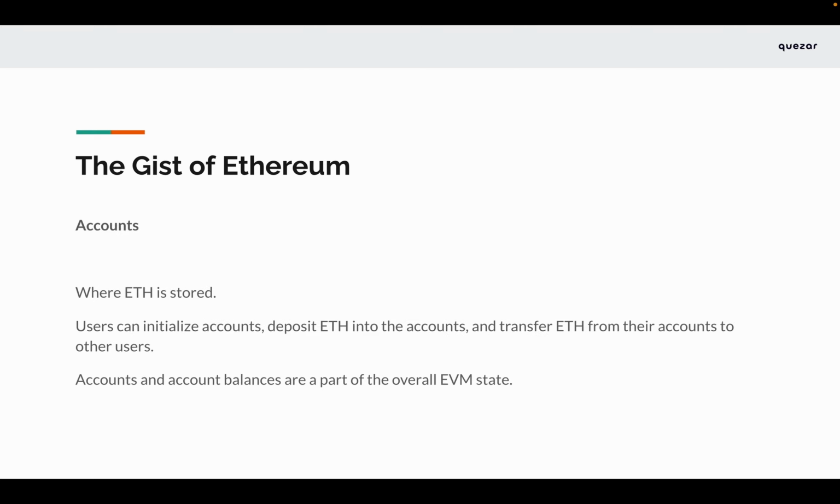Next is accounts. Accounts are where Ether is stored. Users can initialize accounts, deposit Ether into their accounts, and transfer Ether from their accounts to other users. This is also applicable for tokens. Like you can own certain NFTs on the blockchain. You can transfer them to other people, and you can also own some ERC20 tokens. So you keep all of those things in your account, and the accounts and the account balances, as in the amount of Ether and the tokens you have, are all a part of the overall EVM state.